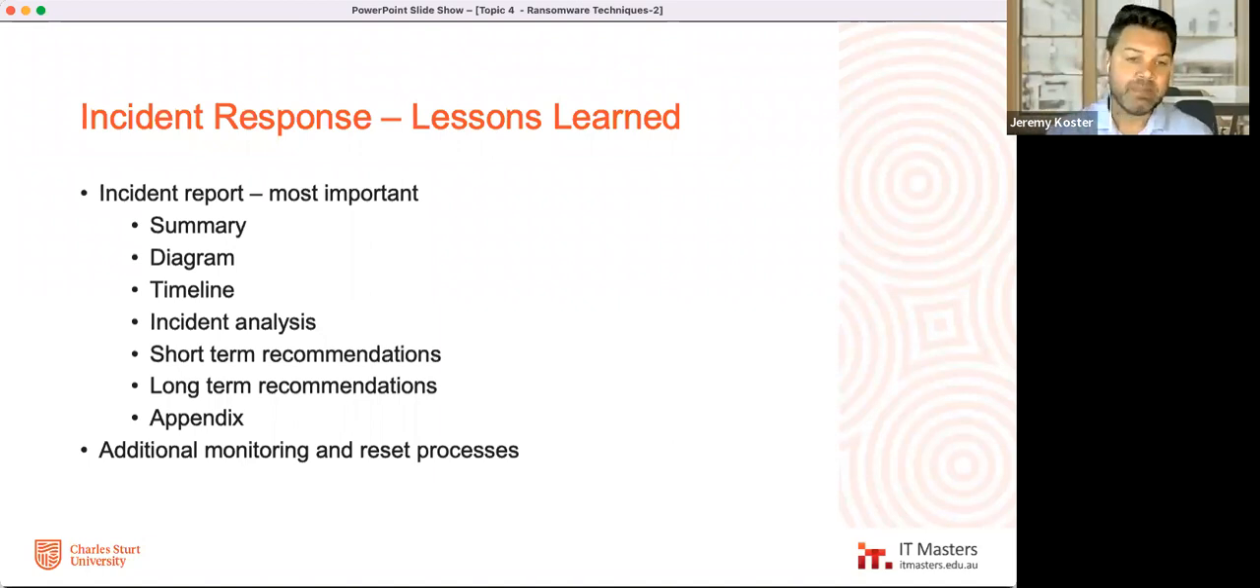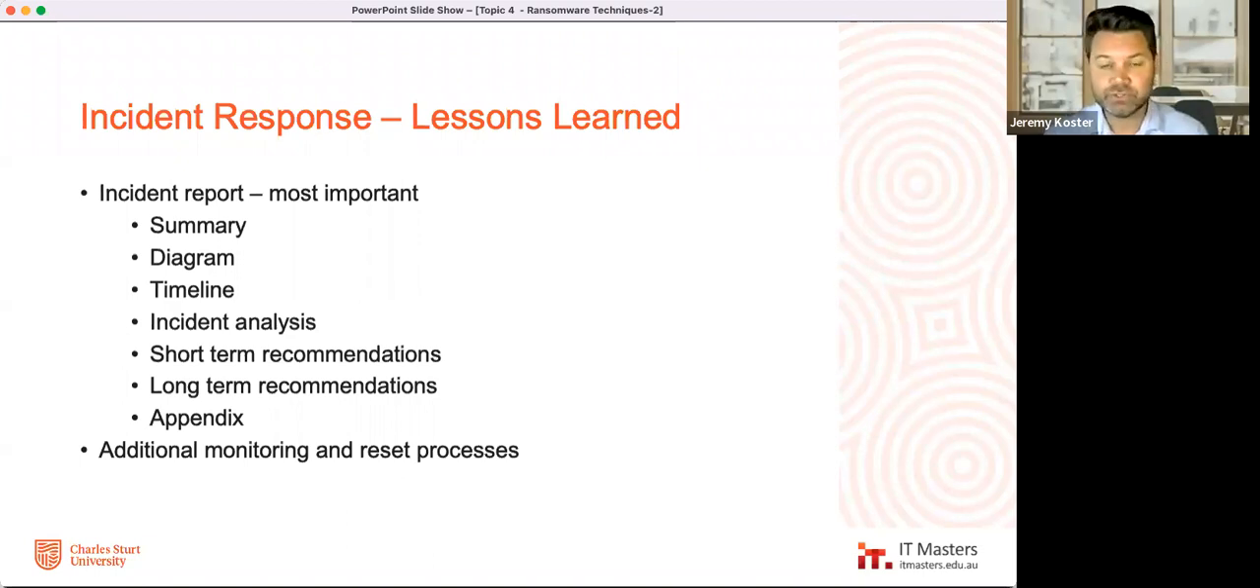Then the short-term recommendations. Oh, sorry, the incident analysis is really important. Those incident factors that made a big difference to the incident should go into incident analysis. So how was it discovered? How did they get in? How do you know what the scope was? Those sorts of things are really important in their own right in the incident analysis.